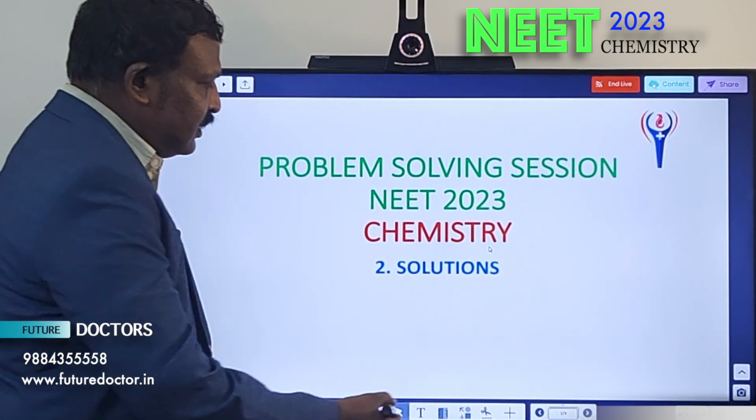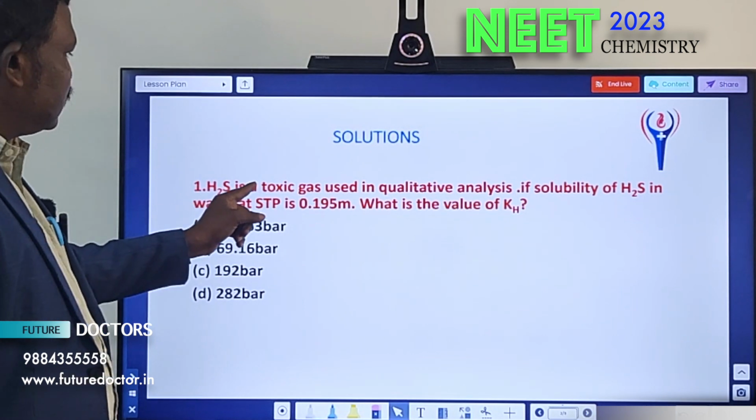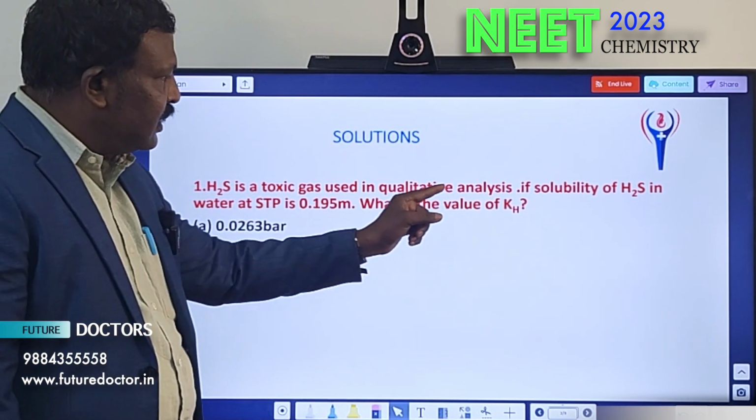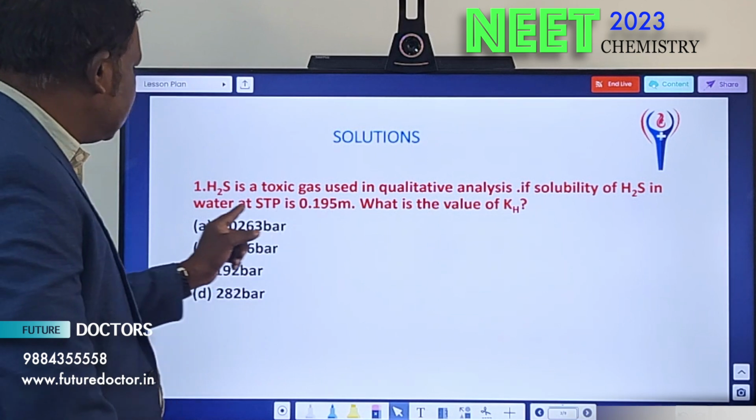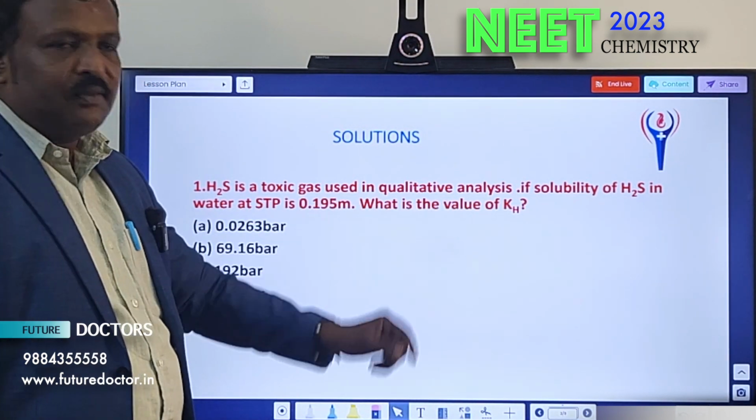Now let us see the first question in this chapter. H2S gas is a toxic gas used in qualitative analysis. If the solubility of H2S in water at STP is 0.15 molality, what is the value of KH?